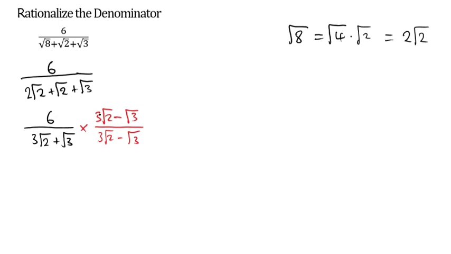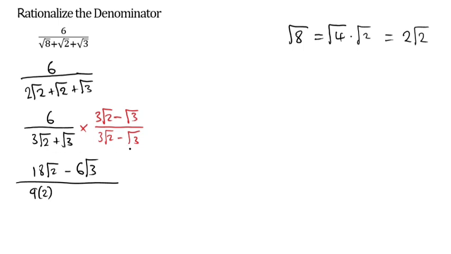6 times 3 root 2 is 18 root 2. 6 times root 3 is 6 root 3. Denominator, 3 root 2 times 3 root 2 is 9 times 2.